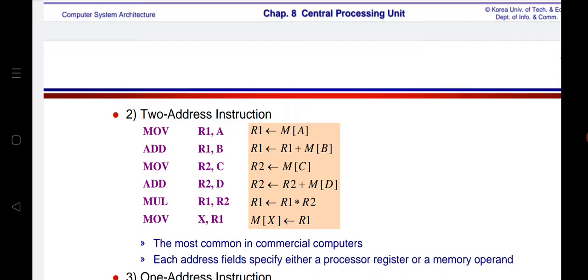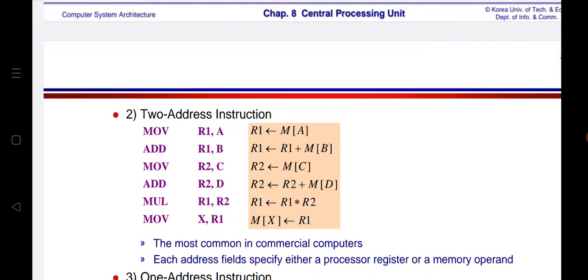Now R1 contains A plus B, R2 contains C plus D. Next I need to do the multiplication. Mul R1 comma R2. It performs the multiplication of R1 into R2 and its result will be stored in R1. So now R1 will hold the value A plus B into C plus D. Previously it was holding only the A plus B value, so the previous value will be overwritten here.